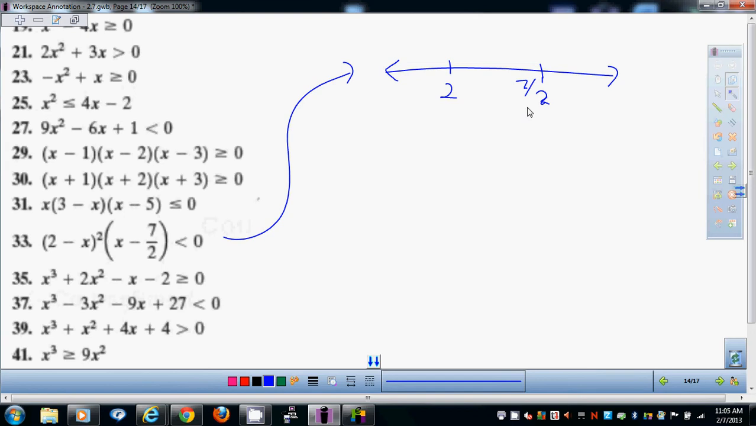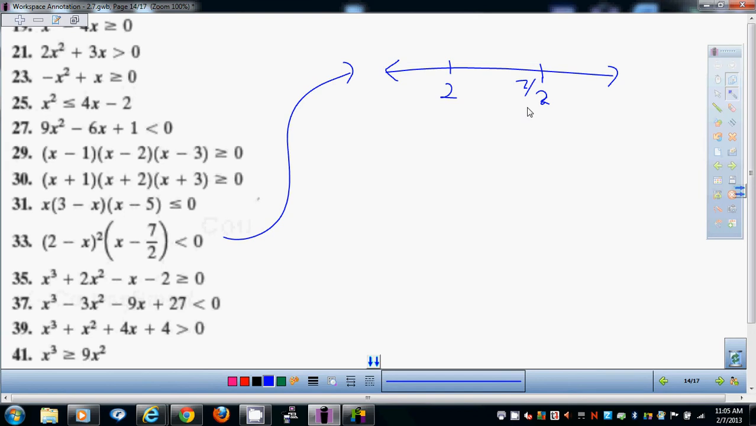2 minus 1 is 1. 1 squared is still 1. So 1. 1 minus 7 halves is negative 5 halves. What's positive 1 times negative 5 halves? It's a negative number. Is a negative number less than 0? Yes. Check. Now, using our logic, we're predicting there's going to be another check right after that.